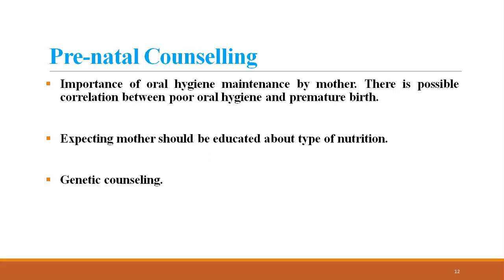So in prenatal counseling, the importance of oral hygiene maintenance by the mother is educated to the parents. There is a possible correlation between poor oral hygiene and premature birth, because in poor oral hygiene there are chances of inflammation of gum tissue, which releases prostaglandin, which causes premature birth. And also the expecting mother should be educated about the type of nutrition, meaning they should provide good nutrition.